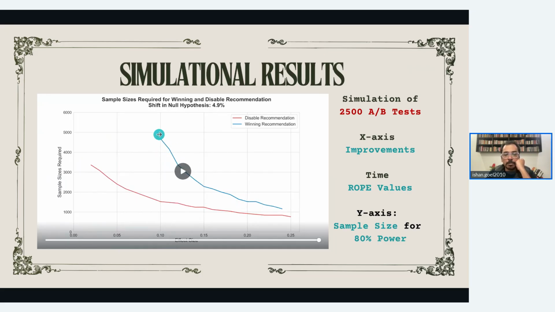So for a 10% uplift, when there is an actual 10% uplift, the winning recommendation is requiring almost 5,000 visitors, 4,800 visitors. And when there is a minus 10% degradation, then the disable recommendation is being called out in 1,500 visitors only. So this is the benefit of fast discarding early.